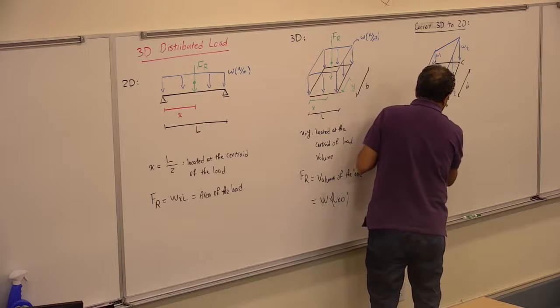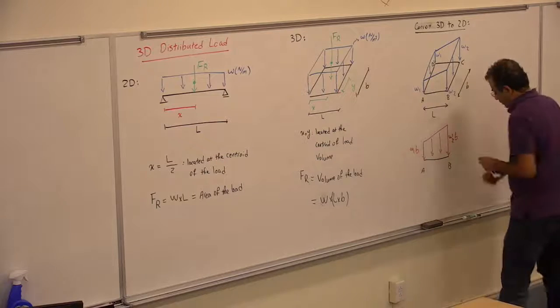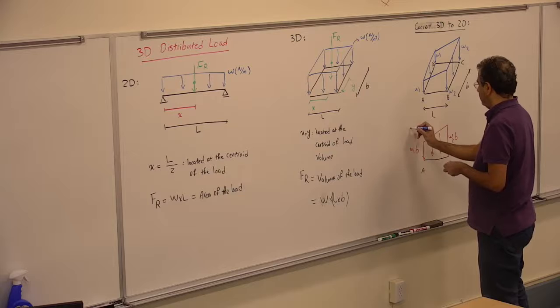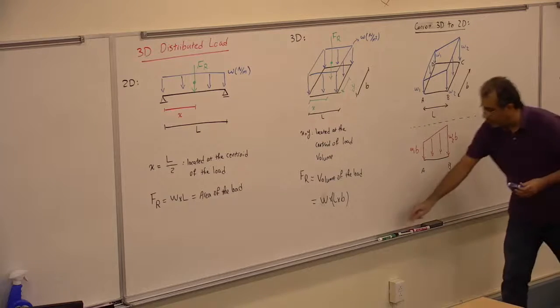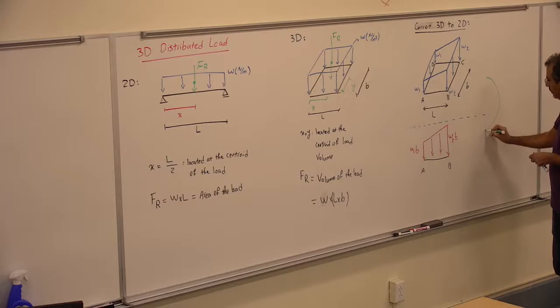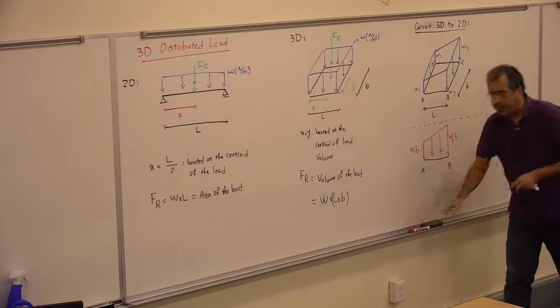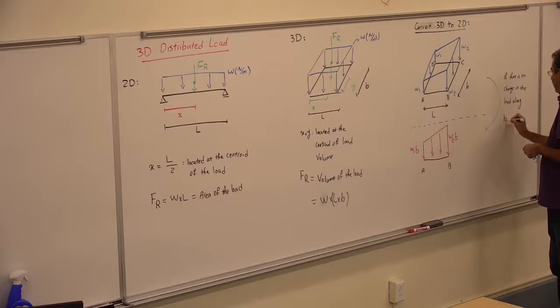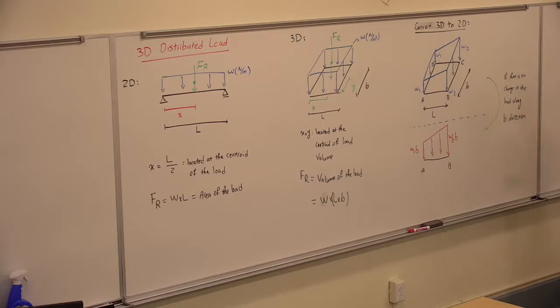And then I have the rest. So I will go from this to this. If there is no change in the load line in the B direction, so if the load doesn't change along B, I bring the entire volume. Basically, I bring the entire volume to that front edge. I compress it and put it on the front edge.